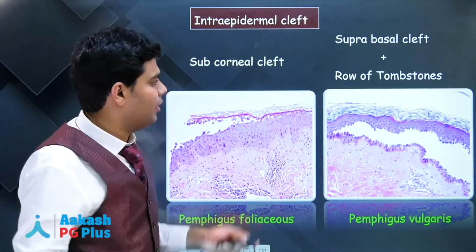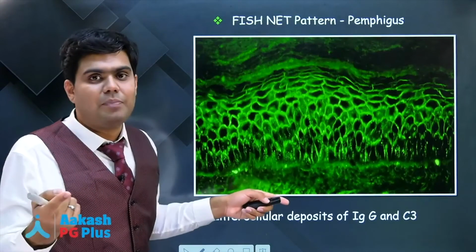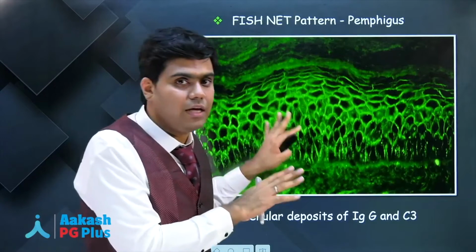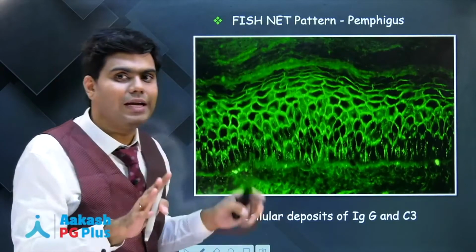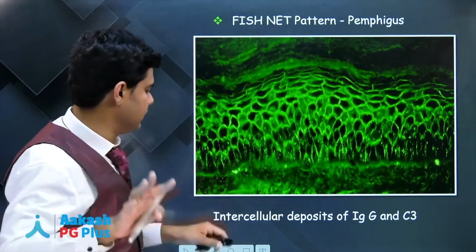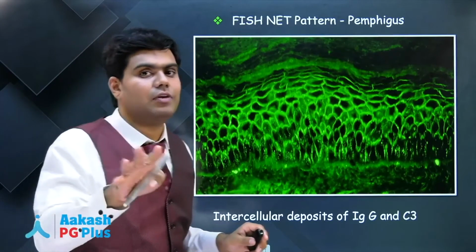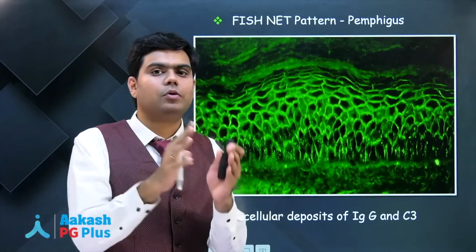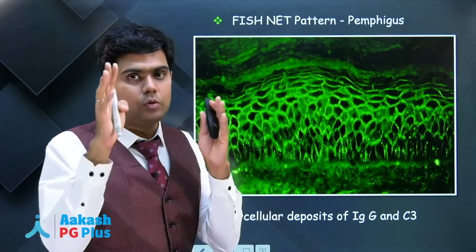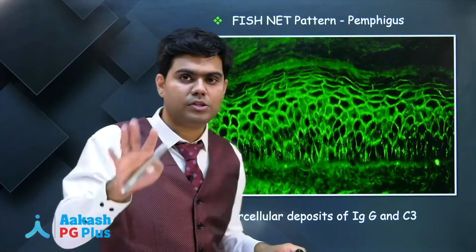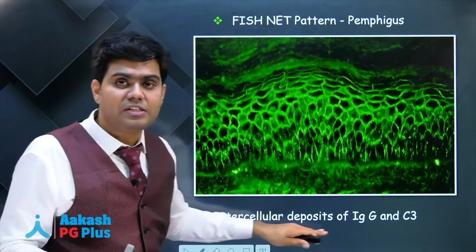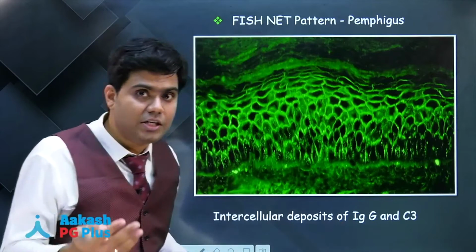Isn't it easy? Right. Again, fishnet pattern is seen in pemphigus. So if they give you a clue of DIF with fishnet pattern, then the diagnosis is pemphigus. Which type of pemphigus? Foliaceus or vulgaris? It can be seen in both. Then you have to decide whether the patient is having oral ulcers. If the patient is having oral ulcers and such a pattern, the diagnosis will be pemphigus vulgaris. So we have discussed intercellular deposits of IgG and C3.